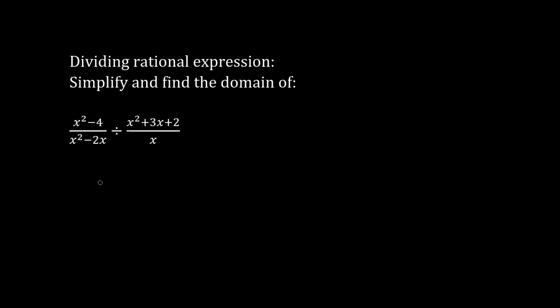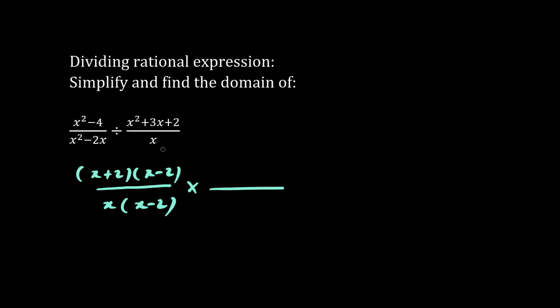Let's divide this rational expression. We have the numerator and we factor using difference of squares: x plus 2, x minus 2. Here we factor out the GCF x and we get x minus 2. Let's change divide to multiplication. When we do so, we flip the numerator and denominator.